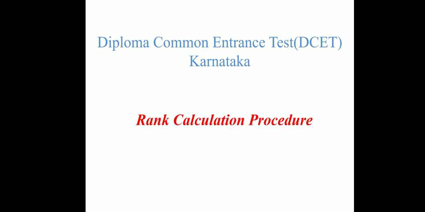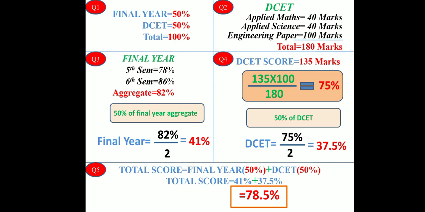Every year Karnataka Examination Authority, KEA, is conducting Diploma Common Entrance Test. This KEA has given the notification. In that notification it has clearly mentioned that it will consider equal percentage of final year score and equal percentage of Diploma CET score.